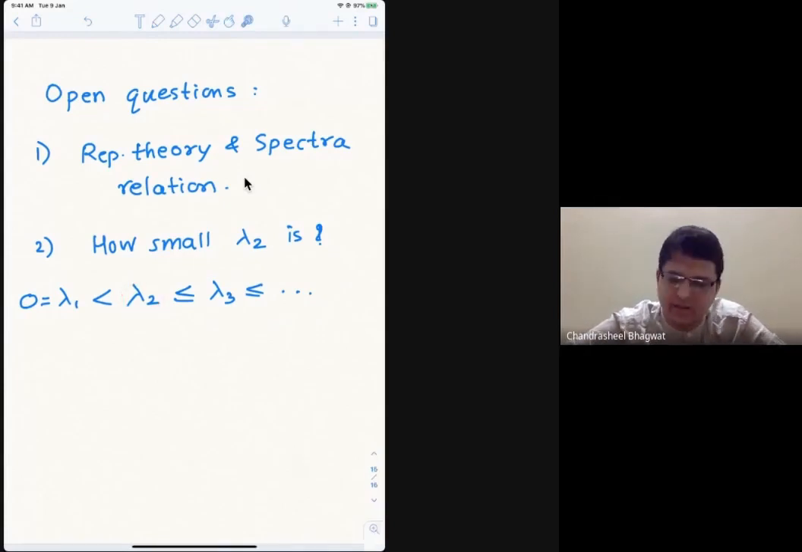There are many variants again, but one interesting part is how small this lambda 2 is for, let's say, a given set of Riemannian compact manifolds. I'm more interested in the hyperbolic situation, so I'll say hyperbolic manifolds. And this is closely related to some other conjectures in automorphic forms and number theory, closely related to something called Ramanujan's conjecture, which has now been proved in the context of modular forms, and so on.